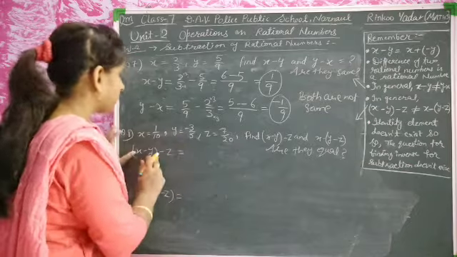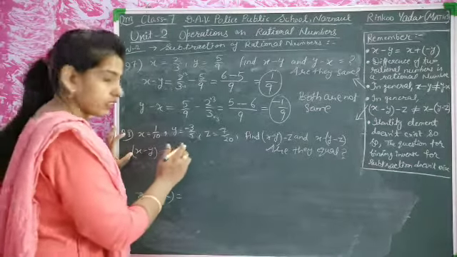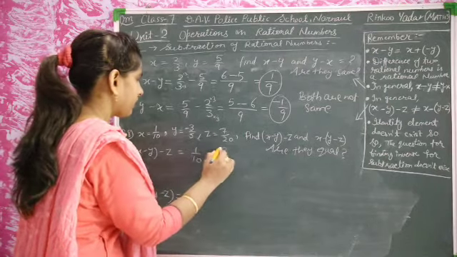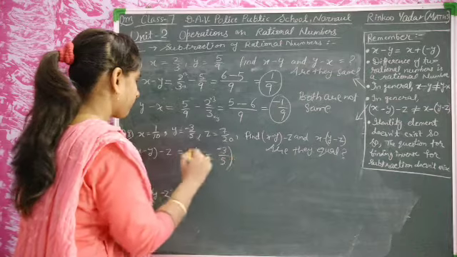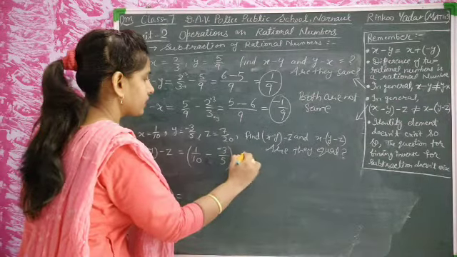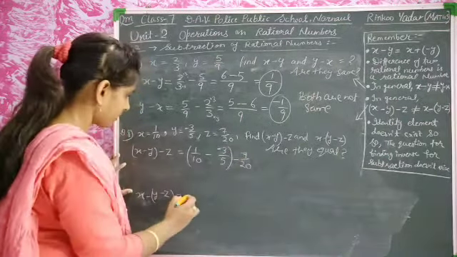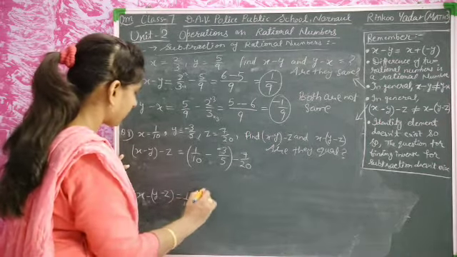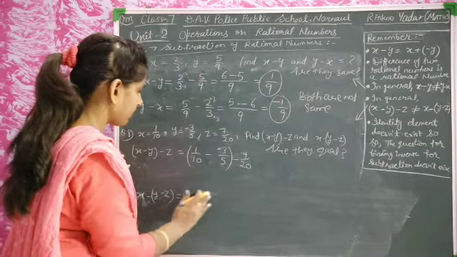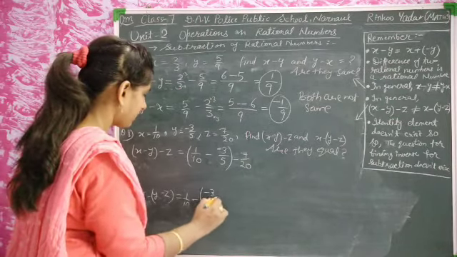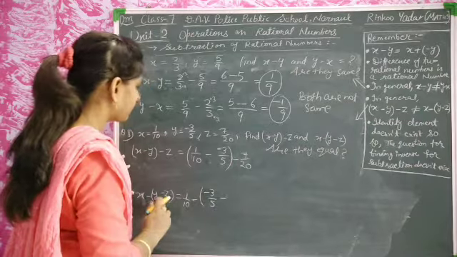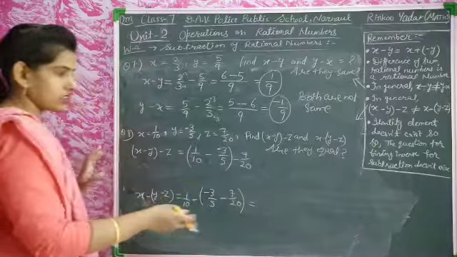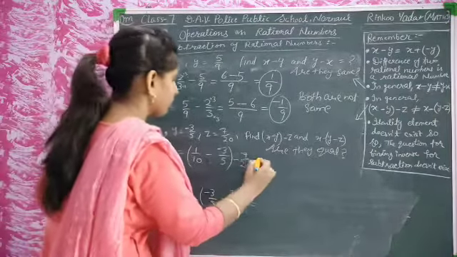This is x minus y minus z. This is 1 by 10 minus 3 by 5. This is grouping, and minus z is 7 by 20. And this is also x, 1 by 10, minus y, minus 3 by 5, and minus z, 7 by 20. We are solving both the questions, and then we will check whether both are the same or not.